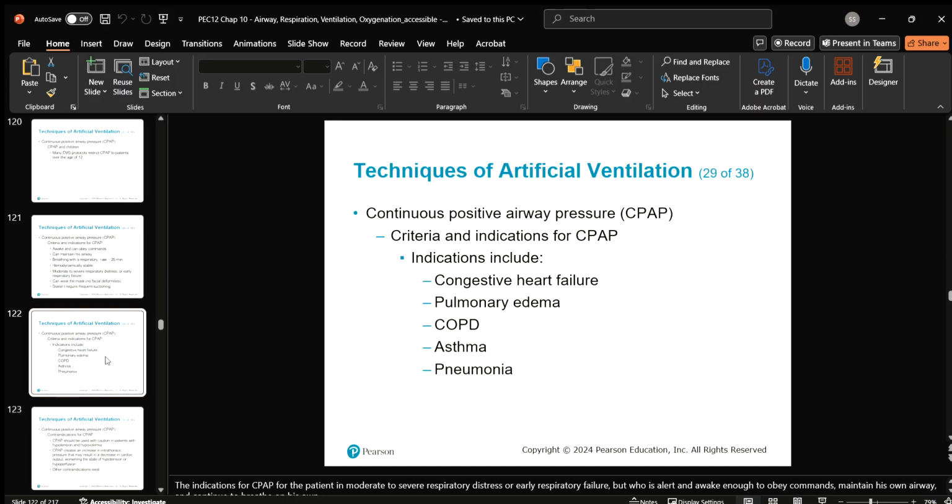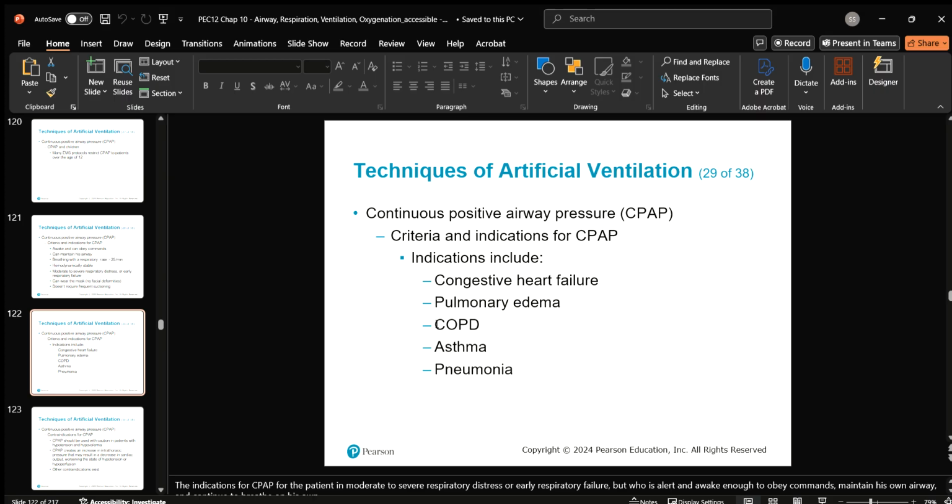All right, so moving on. Indications for CPAP. These are some big ones right here. Congestive heart failure, CHF. You're going to be using that a lot. Your patients with CHF oftentimes have a lot of difficulty breathing because their heart is failing. Okay, so it's all starting to back up. Pulmonary edema, COPD, which is chronic obstructive pulmonary disease, asthma or pneumonia.